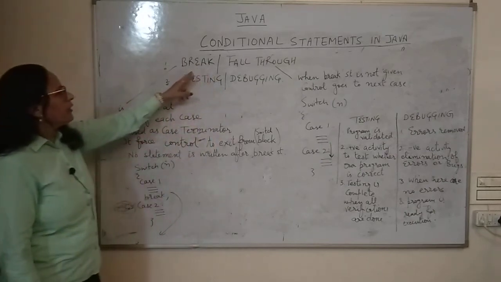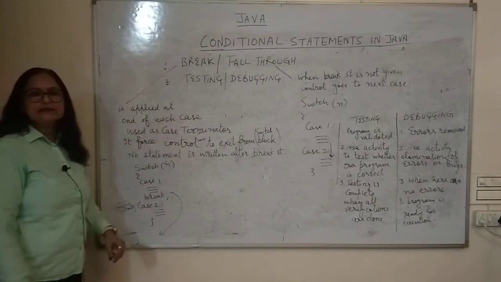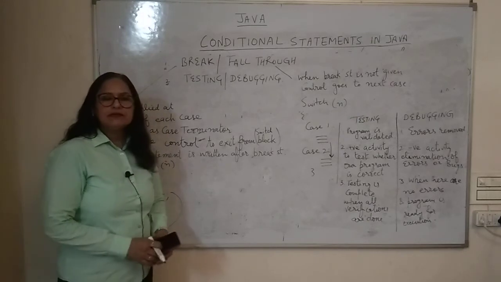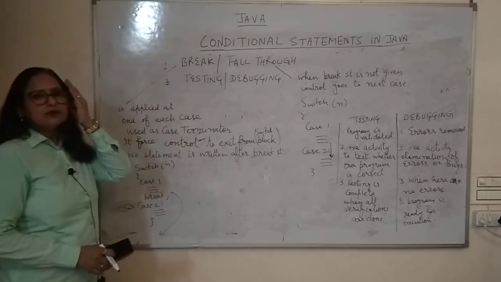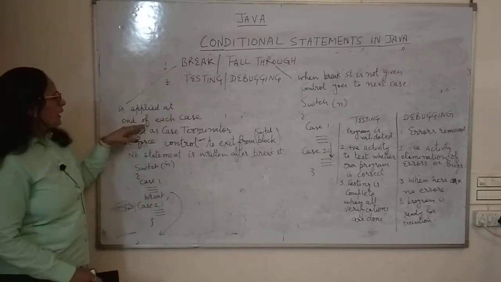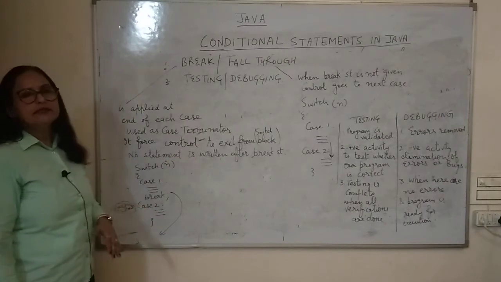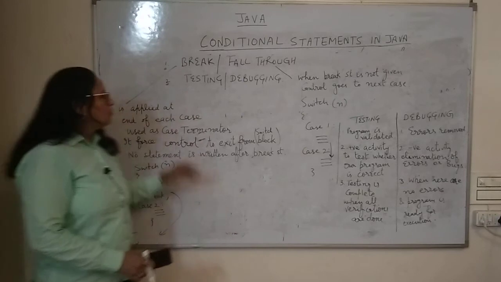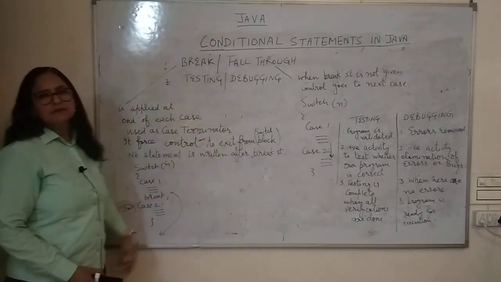Now look over here, the break statement is applied at the end of each case. We have just done one example with the integer variable and one example with the character variable along with the switch statement, my dear friends. And we have seen over there that at the end of every case we need to put the break statement. If we don't put the break statement, what is going to happen? I'll tell you that under the fall through topic.